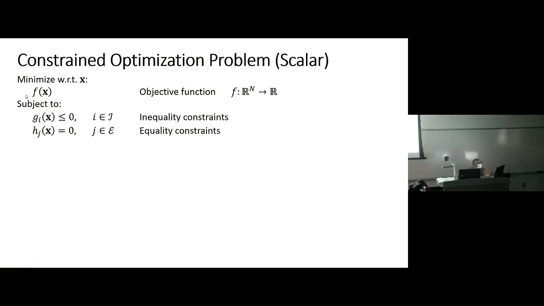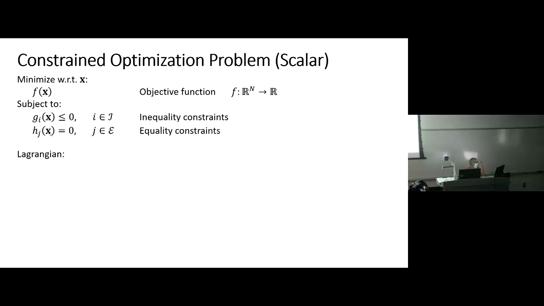this course. So minimize with respect to x, this is the objective function, f of x, which is a mapping from n dimensions to a scalar, subject to these are the inequality constraints. g_i of x is less than or equal to 0. Inequality constraints, and h_j of x is an equality constraint. So these are the equality constraints.